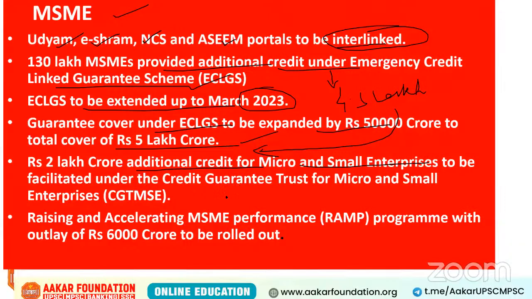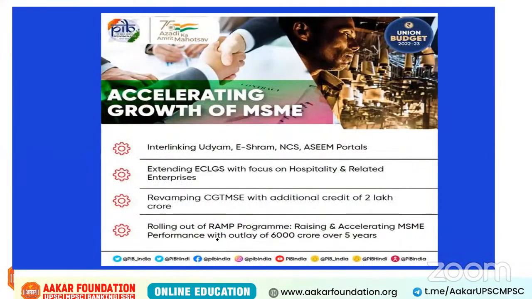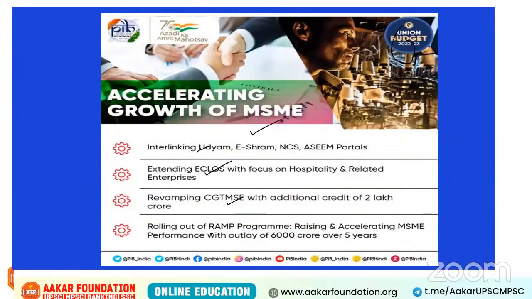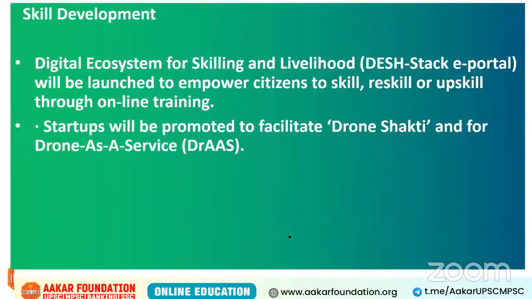Then the Raising and Accelerating MSME Performance, RAM program, with an outlay of 6,000 crore, is to be rolled out. Then you can see here the MSME growth. What are the provisions? Highlights are given: interlinking Udyam, eShram, ASIM, extending this Emergency Credit Line Guarantee Scheme, then revamping the Credit Guarantee Trust for Micro and Small Enterprises, then rolling out the RAM program with the outlay of 6,000 crore over 5 years.